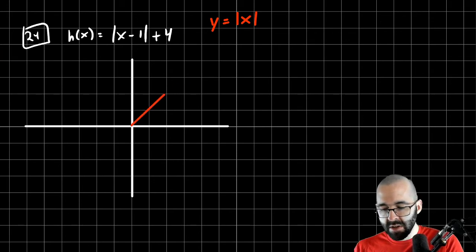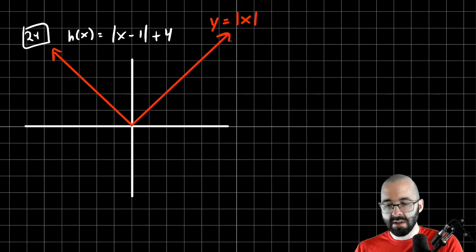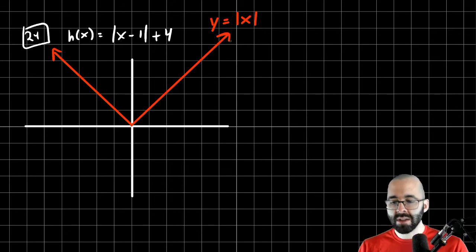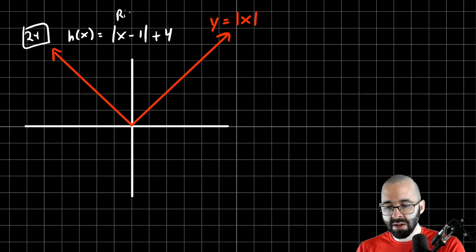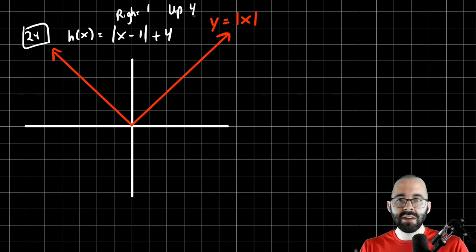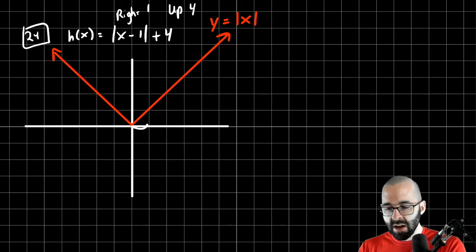But again, if you're not, you can use Desmos to help you. It's just this red graph right here. It's a V. Now, what transformations are being applied to it? Minus 1 on the inside means right 1. Plus 4 on the outside means up 4. So you can do this on Desmos, or you can just move this entire graph right 1 and up 4.